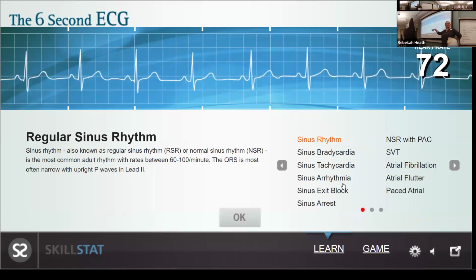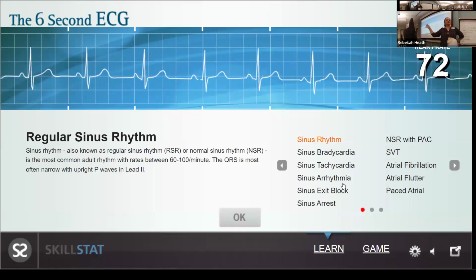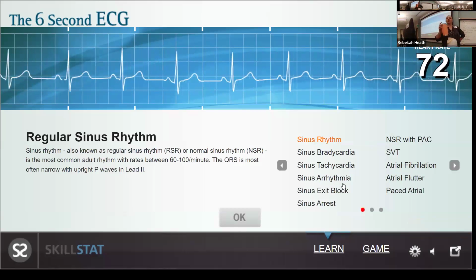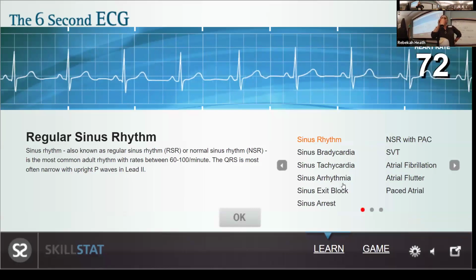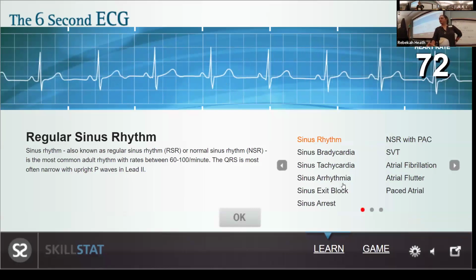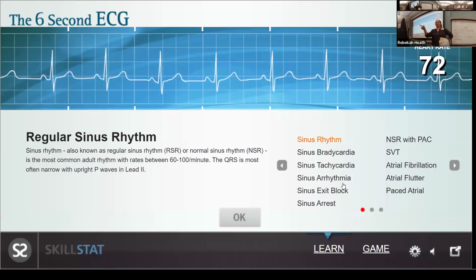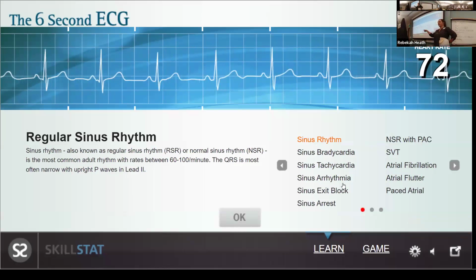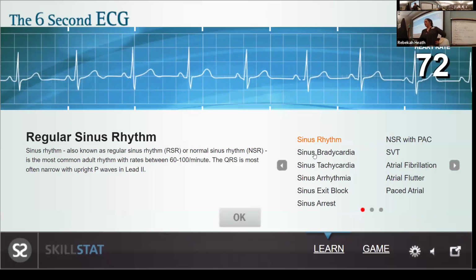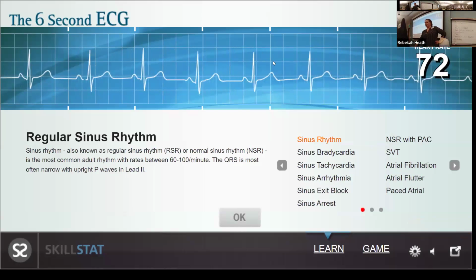So this is a sinus rhythm. What are some of the characteristics of the sinus rhythm? It's regular. It's all in sync. Yeah, I see P waves and I see a P wave before every QRS complex, so it looks pretty good. And then what's the heart rate? 72.